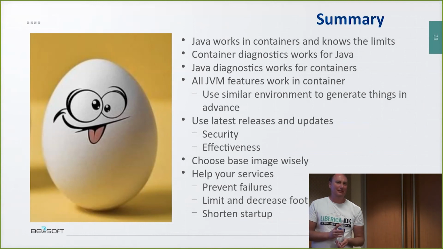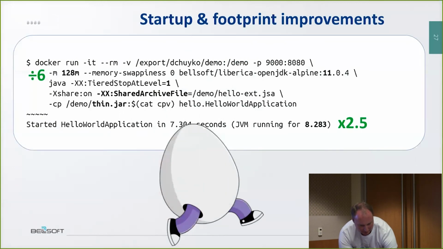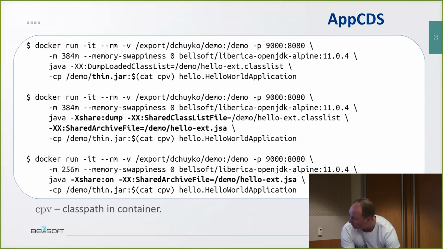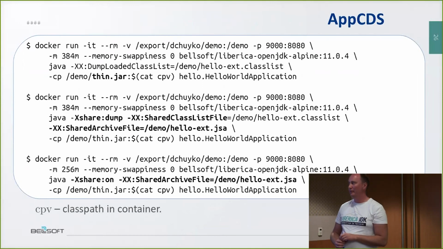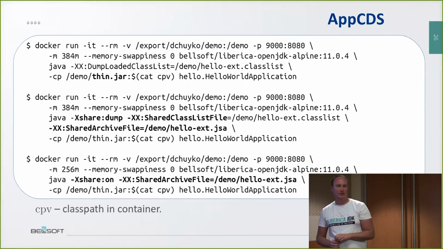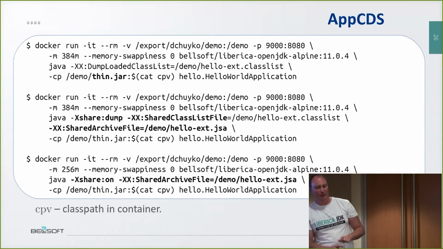Yeah. How did you generate the class list for the shared archive? It can be done by using just the regular dump loaded class list functionality. There's my mouse pointer. This one. So the first step here, it's a special flag for JVM that will print it on exit. So we run our application until some point and then stop it and it dumps the loaded class list. It should be called something like class list. Yeah, we can look at this file. Let's do it.